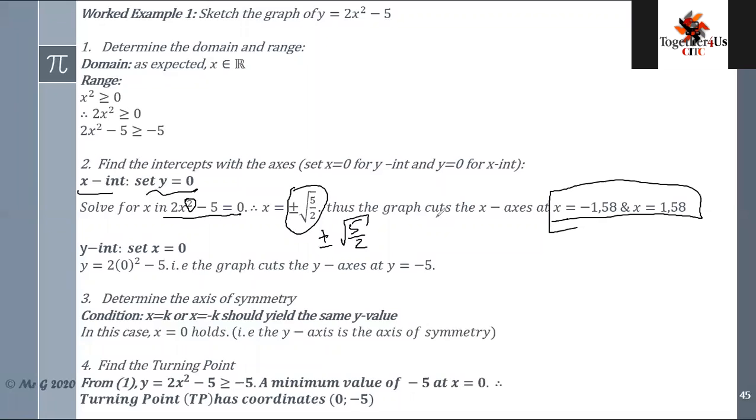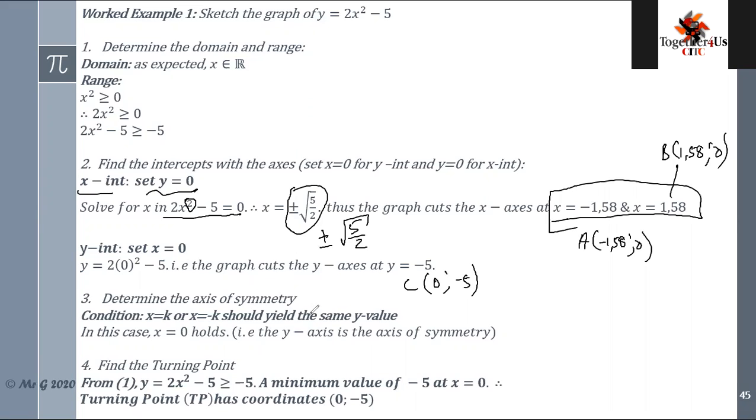A negative 5. So actually, if we were to write coordinates here, let's say this is coordinate A. Coordinate A will be negative 1.58 and 0. Here, coordinate B will be 1.58 and 0. And here, let's call this coordinate C. It will be 0 and negative 5. So we've got 3 points that we can now plot on the Cartesian plane.